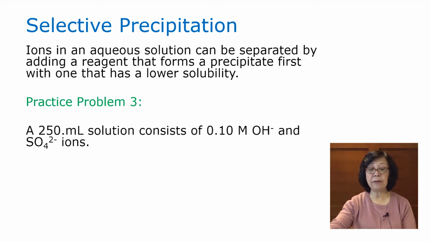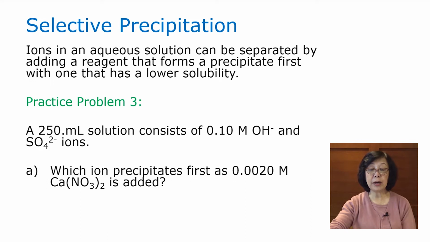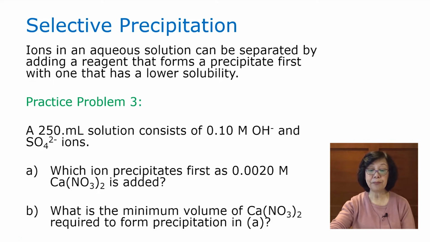Let's say I have 250 milliliters of a solution mixture containing hydroxide and sulfate ion, each one present at 0.1 molar. Which ion will precipitate first when I add 0.002 molar calcium nitrate to it, and what's the minimum volume of calcium nitrate that's required to form the precipitation in A?